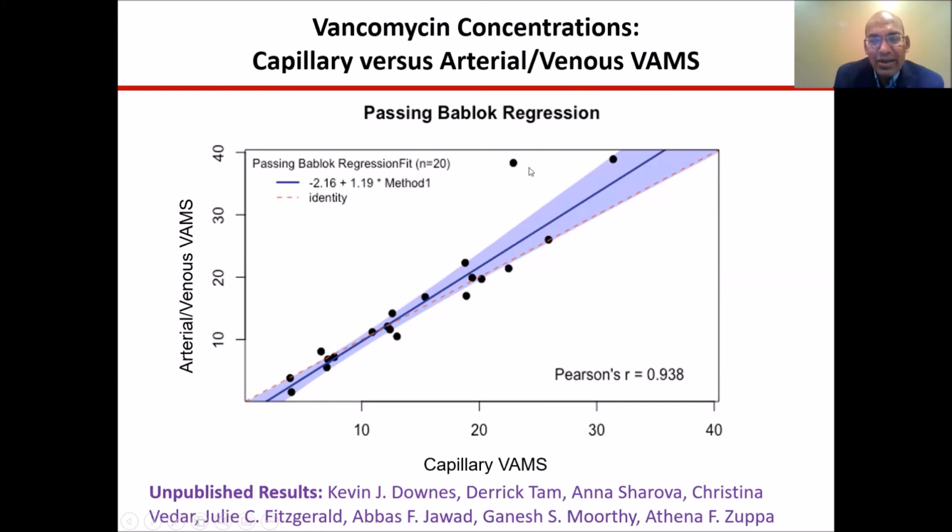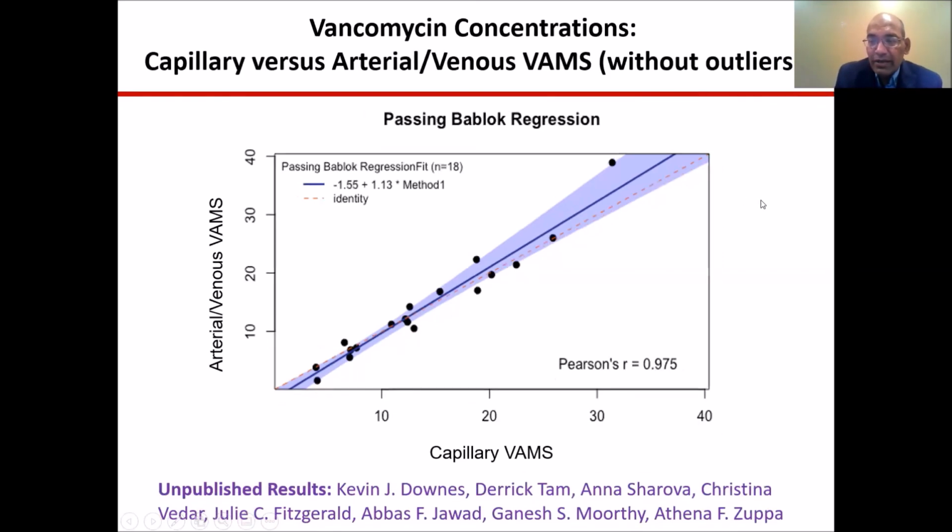However, there are some outliers, and we could not figure out why that particular subject and samples did not align, in spite of performing all the deep analysis and including repeat analysis of the second backup VAMS sample. So there are some outliers. And when we exclude that outlier, we do see a reasonably good correlation, with a Pearson R-squared of 0.975. So the technique has promise.